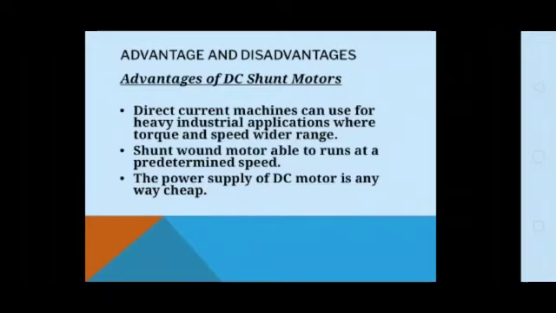So the next point we will see is advantages and disadvantages of DC shunt motor. So we will see the advantages of DC shunt motor. Direct current machines can be used for heavy industrial applications where a wide range of torque and speed is needed. A shunt wound motor is able to run at a predetermined speed. The power supply of a DC motor is anyway cheap.